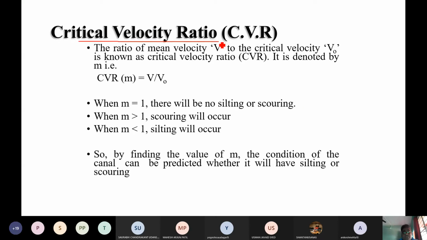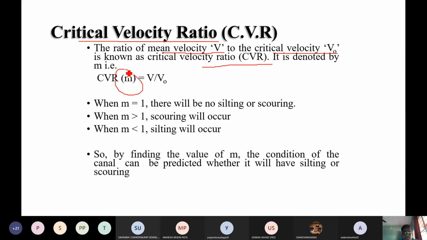So how to find out this critical velocity ratio? It is the ratio of mean velocity to the critical velocity. As you know, the critical velocity is found according to Kennedy's theory, and this ratio V by V0, that is mean velocity to the critical velocity, is called the critical velocity ratio. It is denoted by the symbol M.